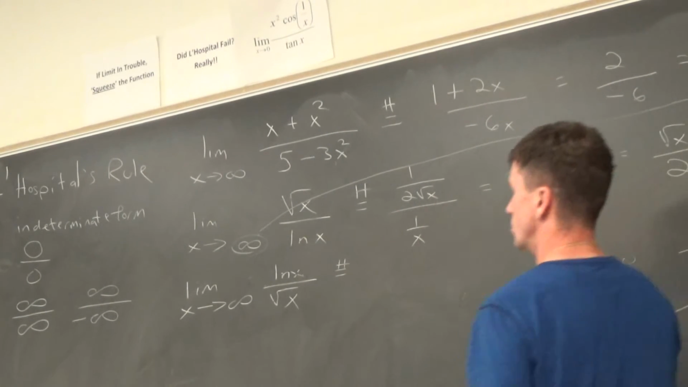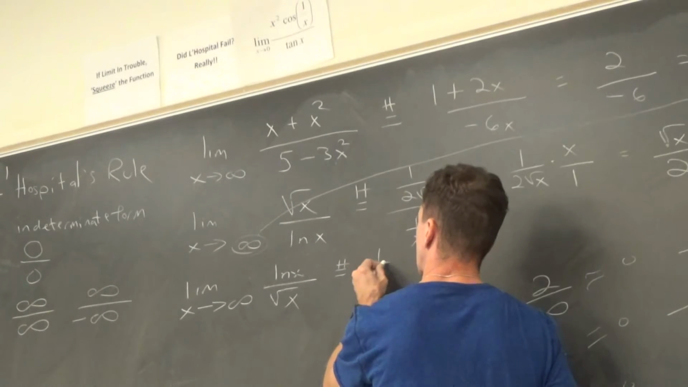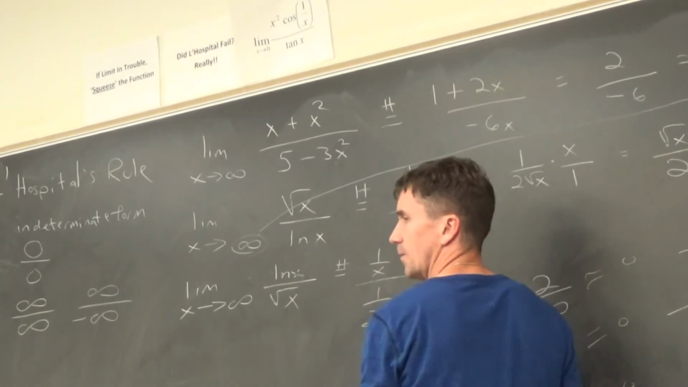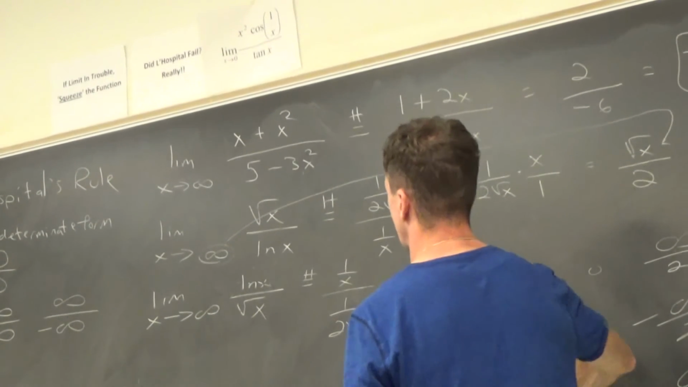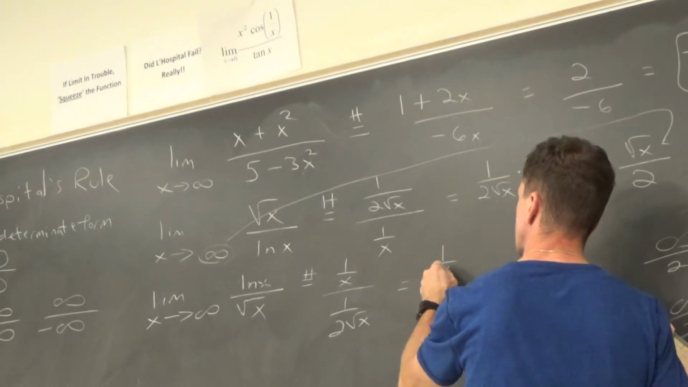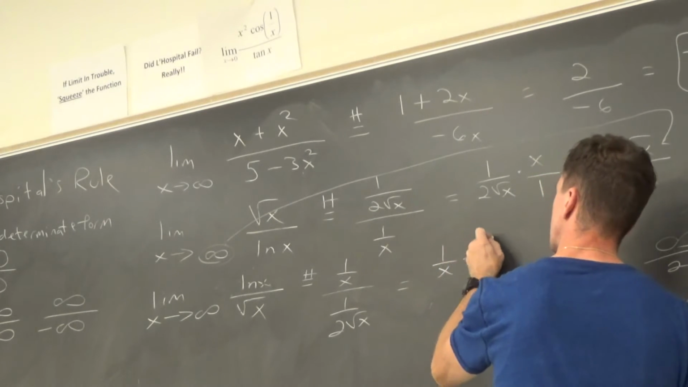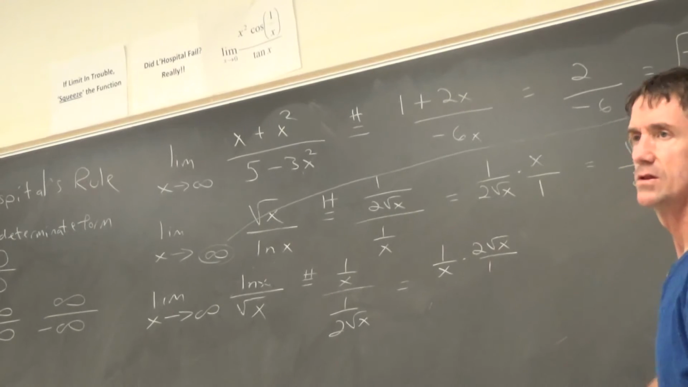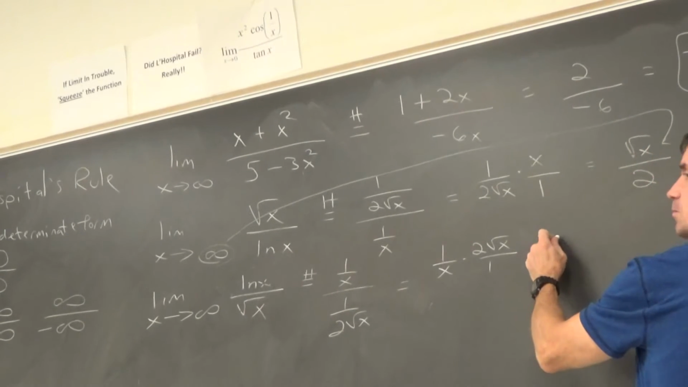Let's do L'Hopital with the derivative of the numerator, 1 over x, and the derivative of the denominator, 1 over 2 root x. I want you to multiply by the reciprocal of the denominator so it looks better. So it becomes 1 over x times 2 root x over 1. Sorry, 2 root x over x. Now we're going to simplify this.